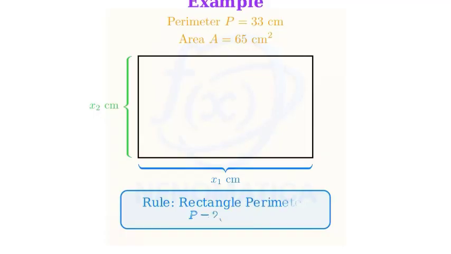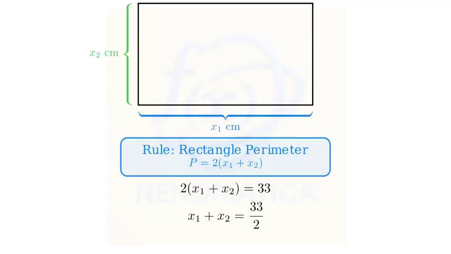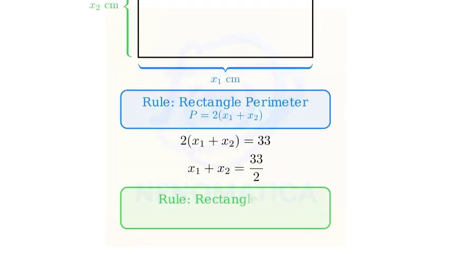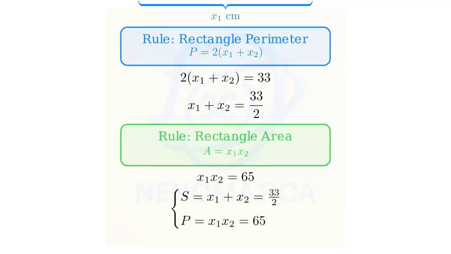Step 1. Use the perimeter formula. Perimeter equals 2 times the sum of the side lengths. Therefore, 2 times the quantity x sub 1 plus x sub 2 equals 33. Solving for the sum, x sub 1 plus x sub 2 equals 33 over 2. Step 2. Use the area formula. The area equals x sub 1 times x sub 2, which equals 65. So our system is the sum S equals 33 over 2, and the product P equals 65.